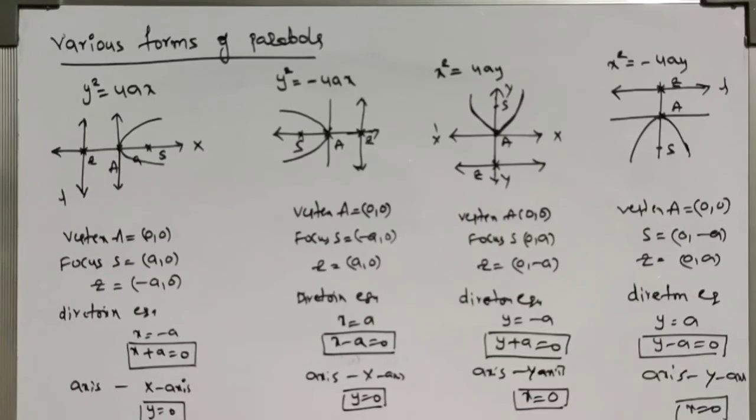So these are the 4 forms you should understand to do the problems in the exercise. These are the 4 forms and 4 equations. In each diagram you have to be able to find the vertex, focus, directrix equation and axis equation, then you can solve the problems very easily.